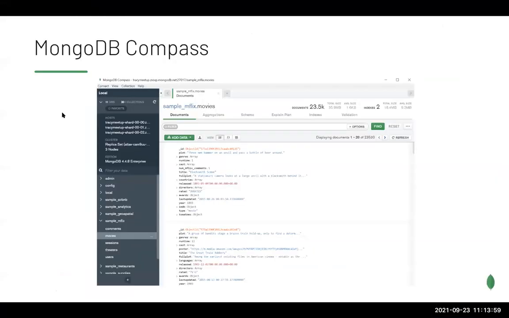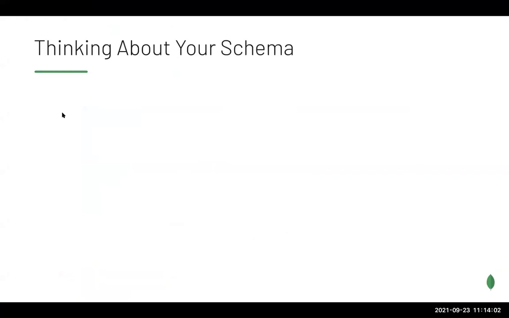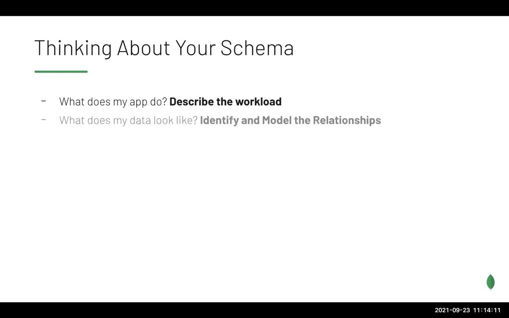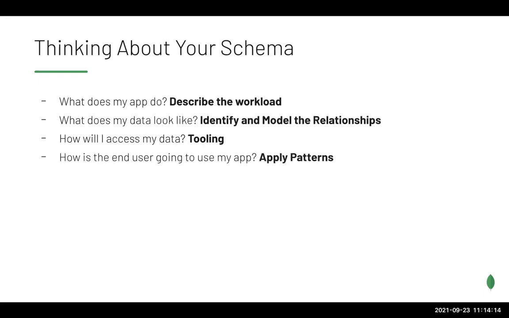But let's go back into our slides and let's start thinking about our schema. And let's discuss how we're going to go about designing our schema in MongoDB. There are a couple of questions you want to ask yourself before you start designing your schema in MongoDB. The first question is, what does my app do? So you're going to want to describe the workload. Describe what your application is going to be doing. Is it writing data? Is it reading data? Is it accessing a specific set of data more often than others, and so on and so forth.